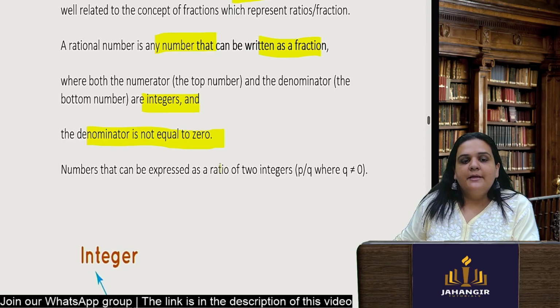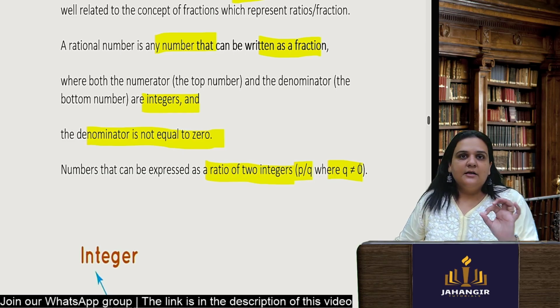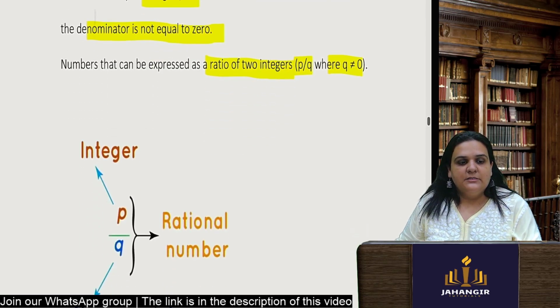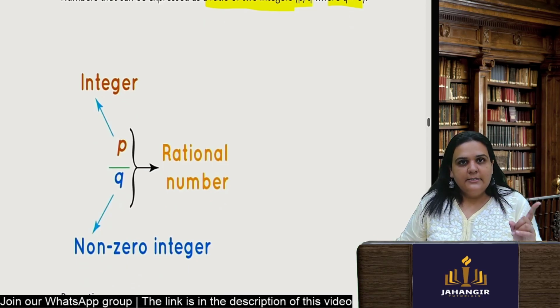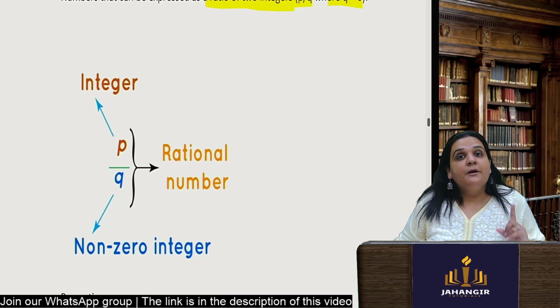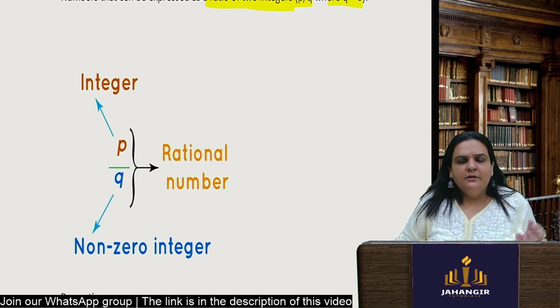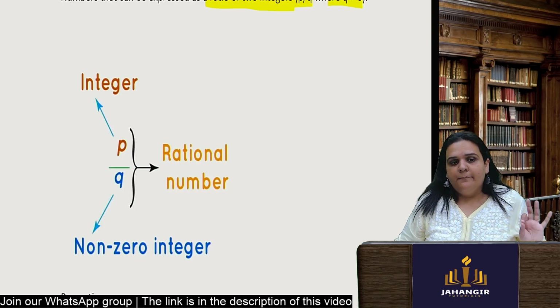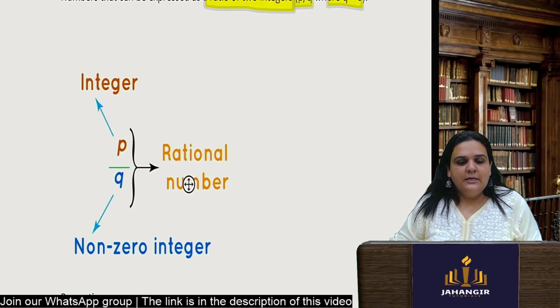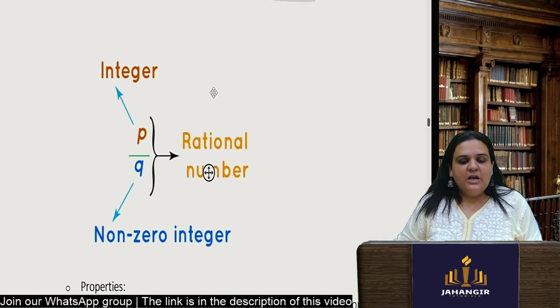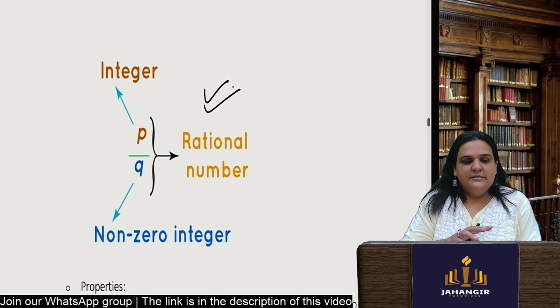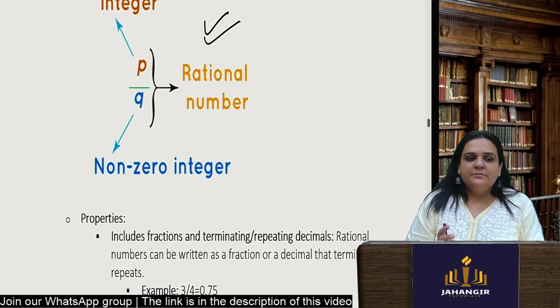Okay. Numbers that can be expressed as a ratio of two integers, where what is that? P upon Q, where Q should not be 0. This is the condition of a rational number. So see this. P upon Q, P is an integer. Q is also an integer, but a non-zero integer. It can be negative, can be positive, but it should not be a 0. That will be known as a rational number. So these charts, these type of images make it very easy to understand.